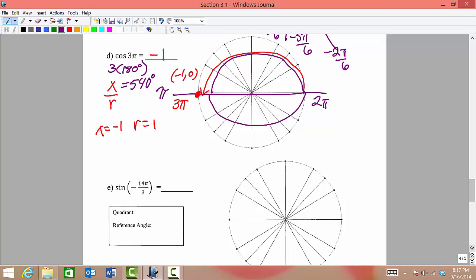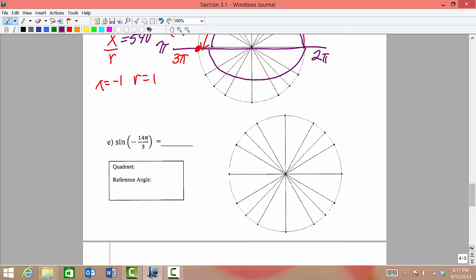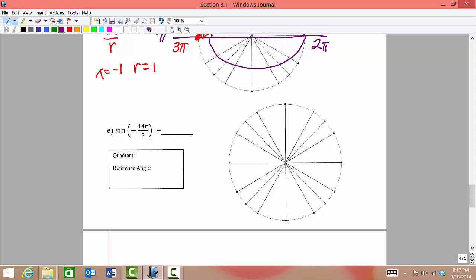Sine of -14 pi divided by 3. So we can convert to degrees if we want to. So that would be -14 times pi over 3. Pi over 3 would be 180 divided by 3, so that would be 60 degrees. And 14 times 60 degrees, that would give us 840 degrees, -840 degrees. So we can measure off that angle by working in terms of degrees. Or we could also count off 14 segments of 60.